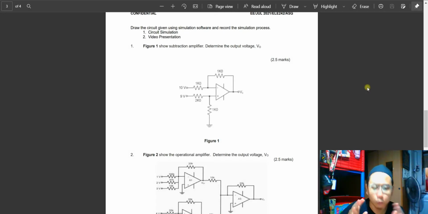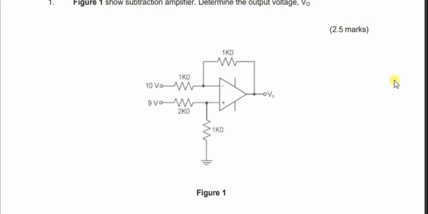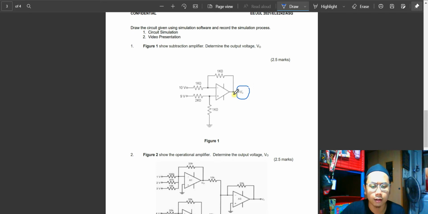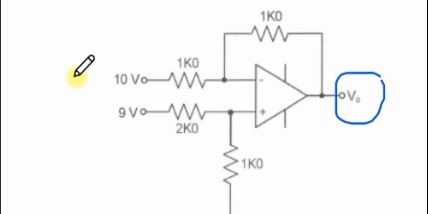So without wasting time, let's go to the question. Let's see the first question here. Figure 1 shows the subtraction amplifier, and we want to determine the output voltage, V out, here. So how do we know that this is the circuit of a subtraction amplifier? As we can see here, it has two inputs, input 1 V1 and input 2 V2.